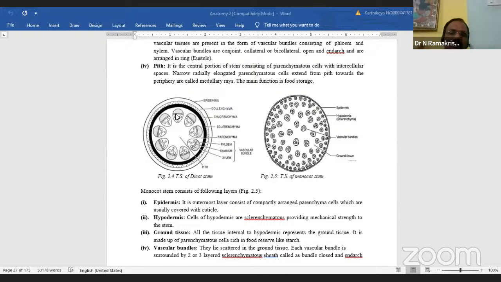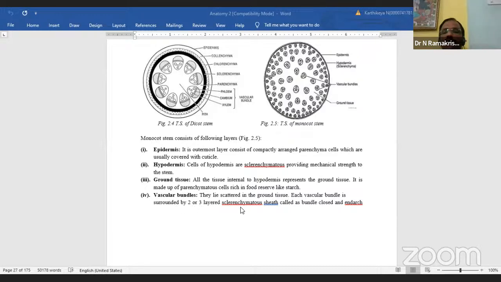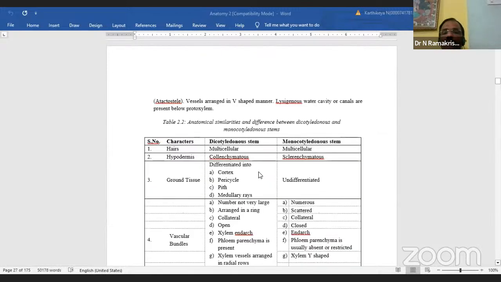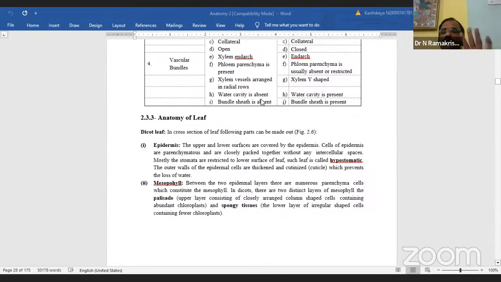In other monocot species, for example, the arrangement is different, but in all monocot stems the vascular bundles are scattered. Is it clear now? Okay, sir. The bundles lie scattered in the ground tissue. Each vascular bundle is surrounded by a 2 or 3 layered sclerenchyma sheath called the bundle sheath. So this is the vascular system. Is it clear now? Root and stem.